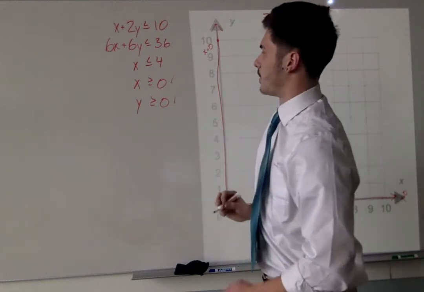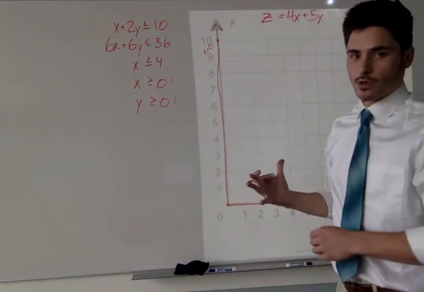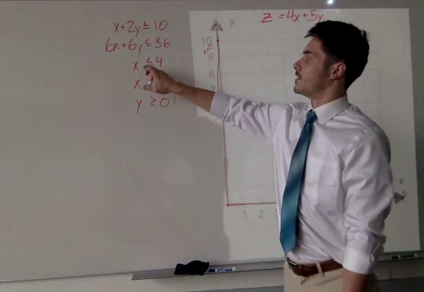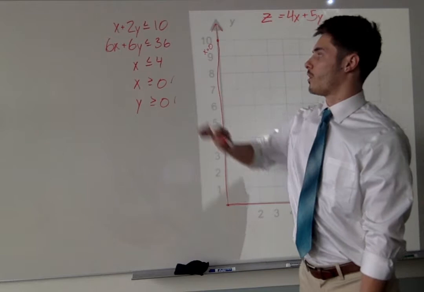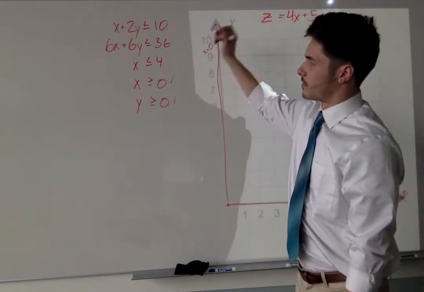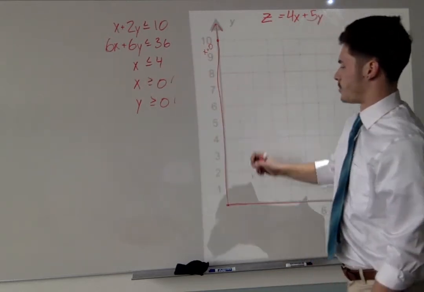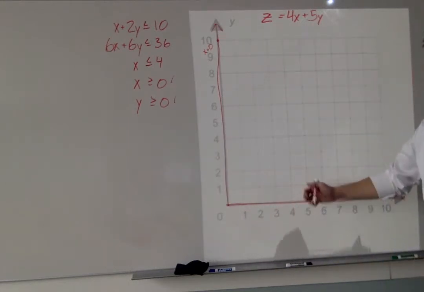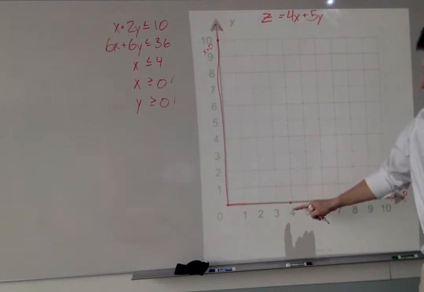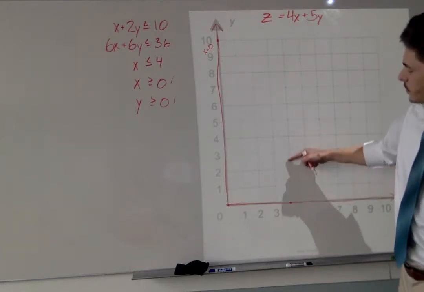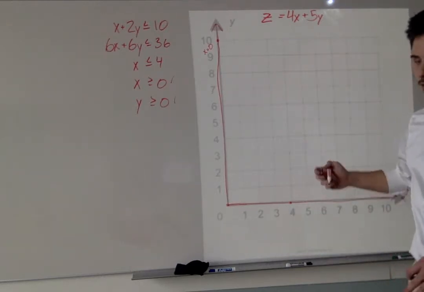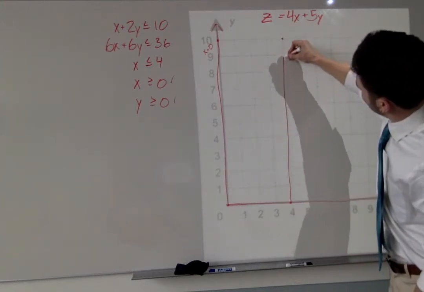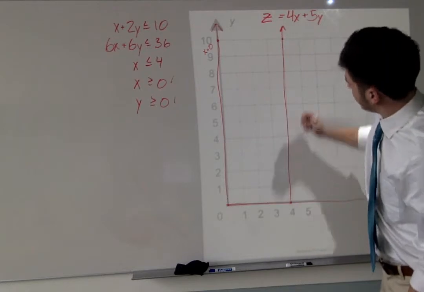Drew that line. Another one that's going to be really easy to draw here is this: x is less than or equal to 4. So that line will just be x equals 4 that we draw. If x equals 4, we go to the x-axis, mark the number 4, and this line means that x is 4 for any y value. So we'll make this whole section x equals 4.